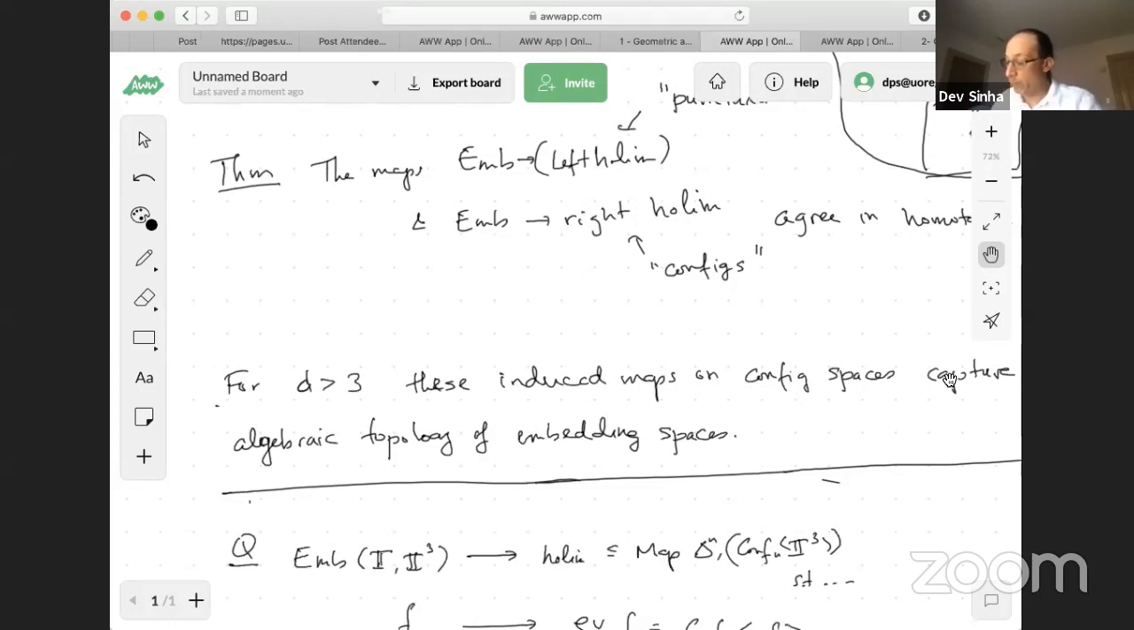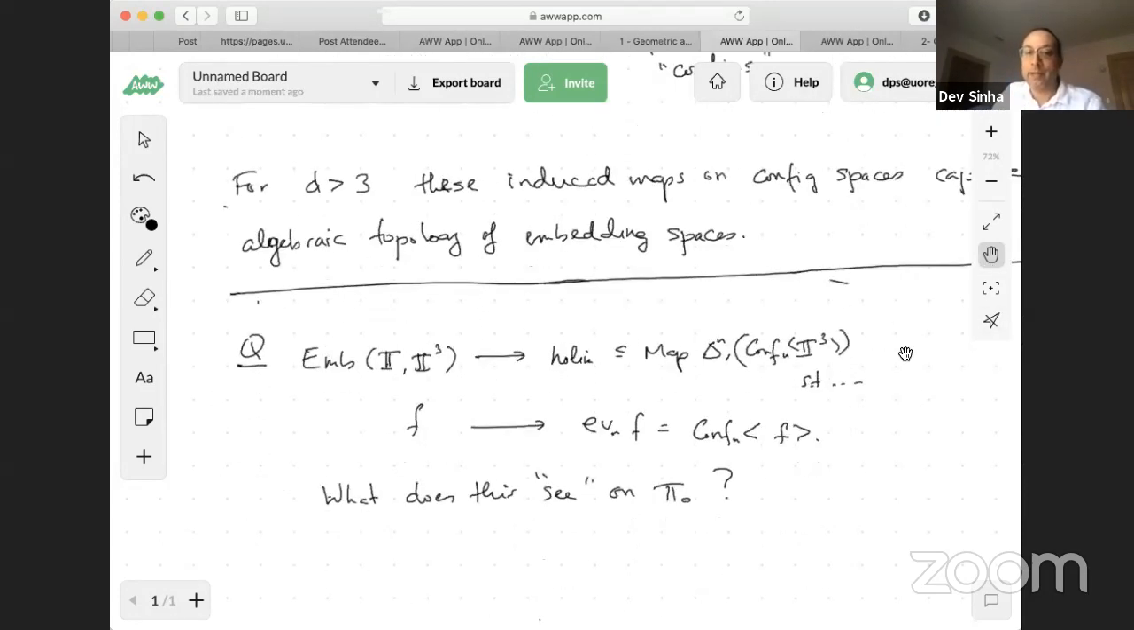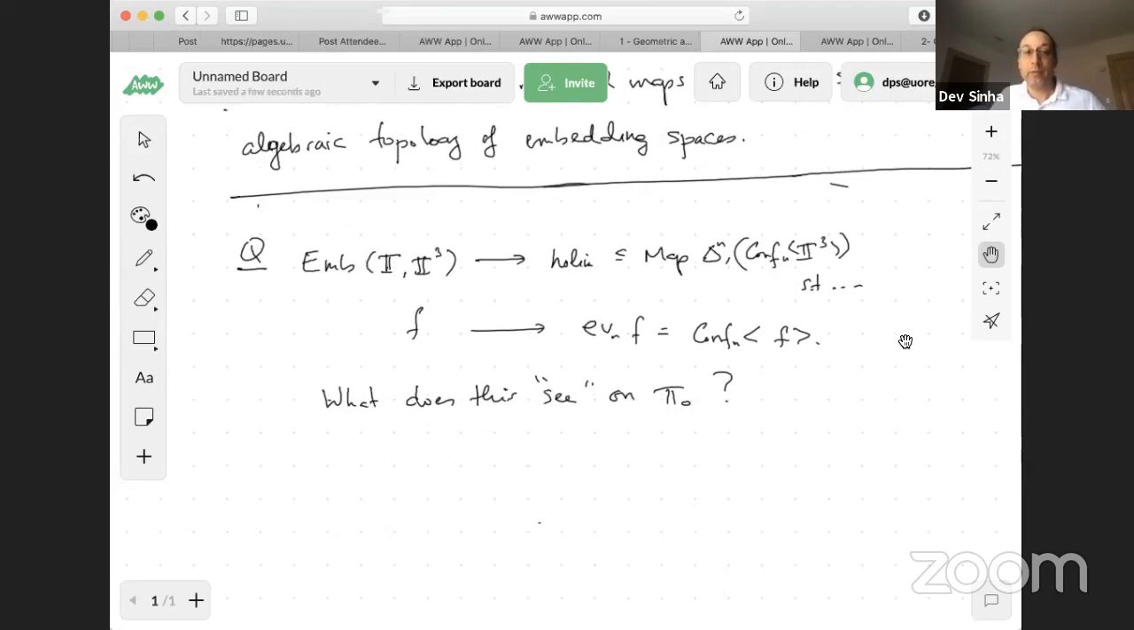The question is, what does this do on pi 0? Maybe I should ask my genie a better question, but that's the basic question. In other words, suppose I could elaborate the components on the right. Then this gives us some set of knot invariants. Which sets of knot invariants are they?